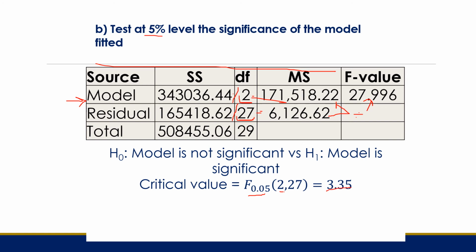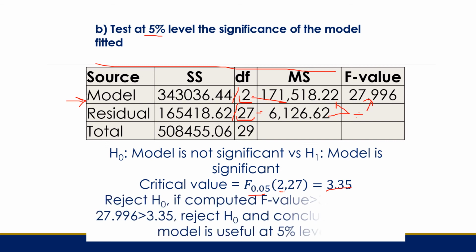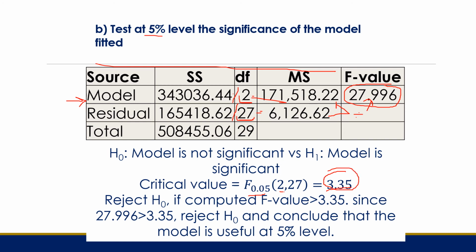3.35. Now compare that with the computed F value, and our computed F value, don't forget, is this one here. So if we compare it with this one, we notice that we will reject the null hypothesis, that the model is not significant, if the computed value is greater than 3.35. And so since 27.996 is greater, we reject and conclude that the model is useful at 5% level.